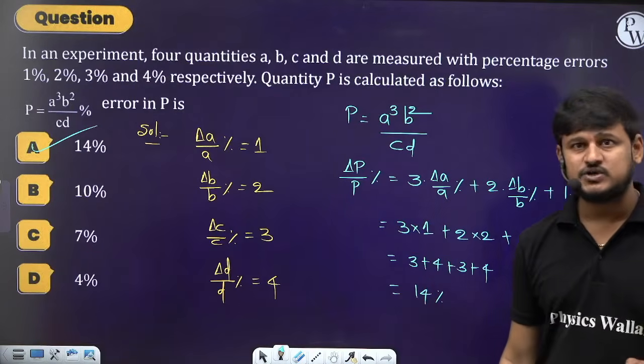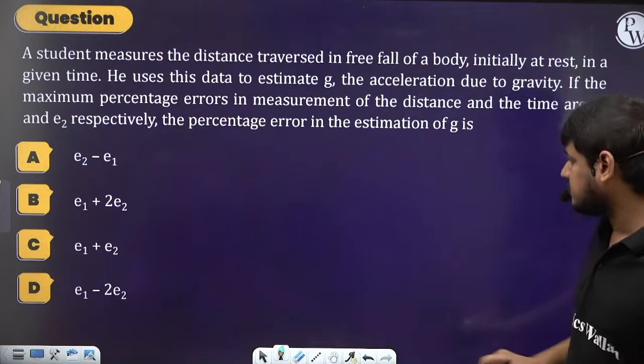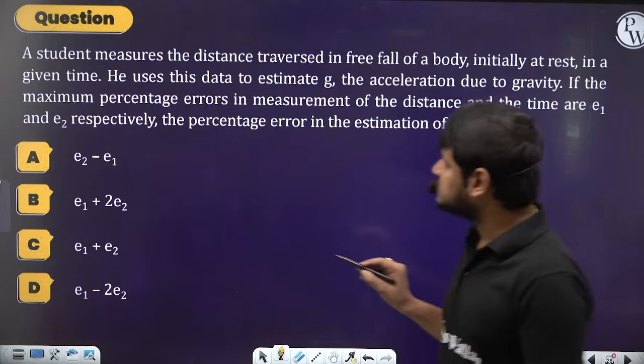Clear? Understood guys? Chalo. So let's go for the next one. So what's the next question says?